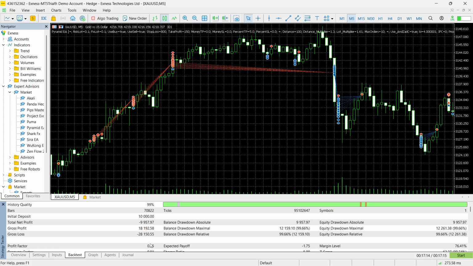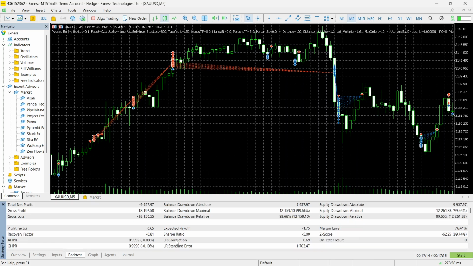Profit factor sits at 0.65, meaning losses significantly outweigh wins overall. Alright. Gross profits around 18k, but gross loss over 28k. The real killer is the drawdown, absolute, maximal, and relative all hitting around 99.7%. That's basically a near total wipeout.